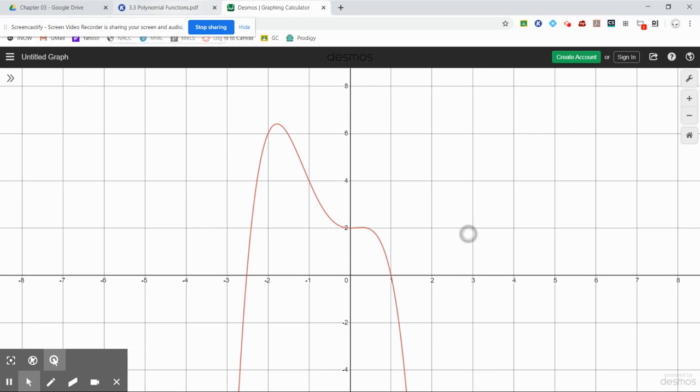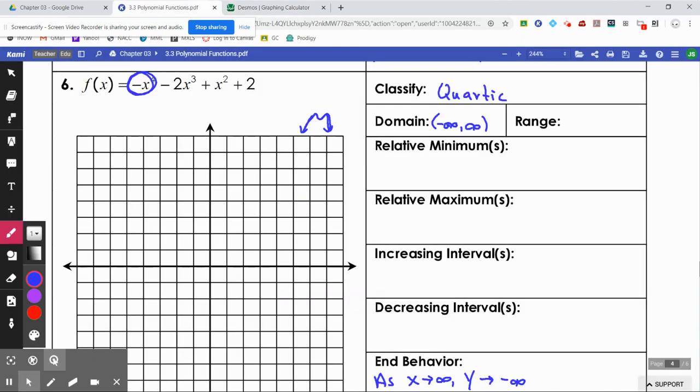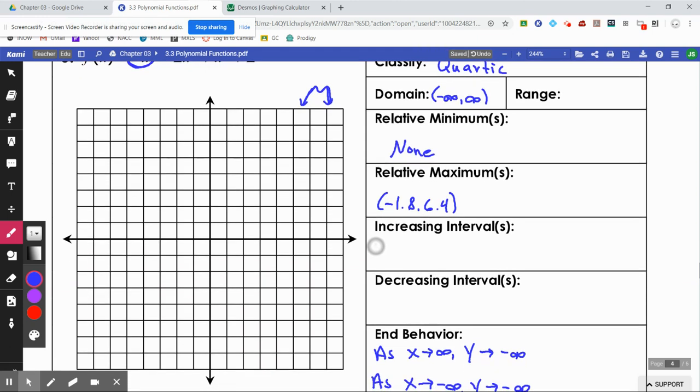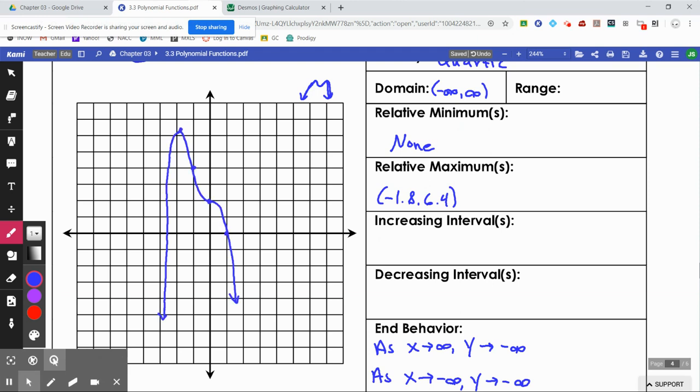So now let's go back and label that maximum point on our paper. So it was negative 1.8, 6.4. And that was a maximum, negative 1.8, 6.4. And there were no relative minimums. Let's sketch out a picture of this graph.